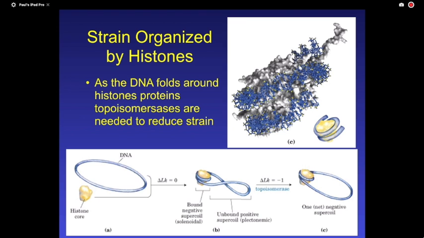Now, the problem is to make it wrap around, sometimes we have to reduce the strain as we coil it up. And what we do is we use a protein called topoisomerase, which can cut the DNA specifically, and then ligase or recombine it back so that as we twist it up, we don't create additional strain. But we do create additional order by wrapping the DNA around the histones.